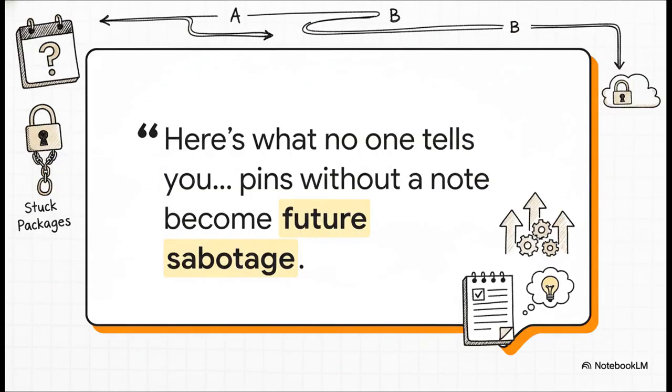And please, listen to this next part. It is so important. If you go with Path B and pin a package, you absolutely must leave yourself a note explaining what you did and why. Because 6 months from now, you'll have forgotten all about it. You'll be wondering why your system won't update properly, and you'll realize you've sabotaged your future self. A simple text file can save you hours of headache down the road.